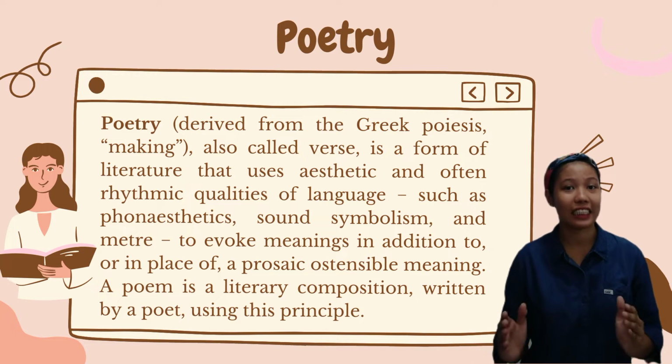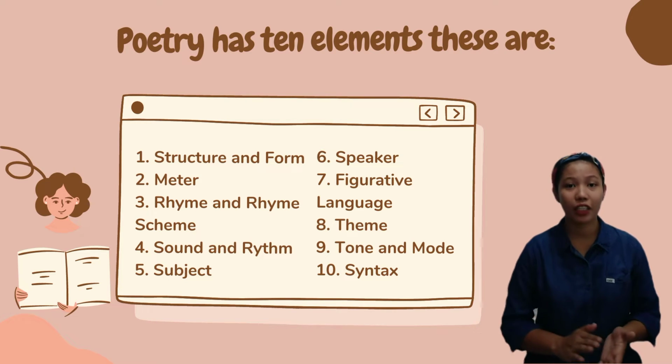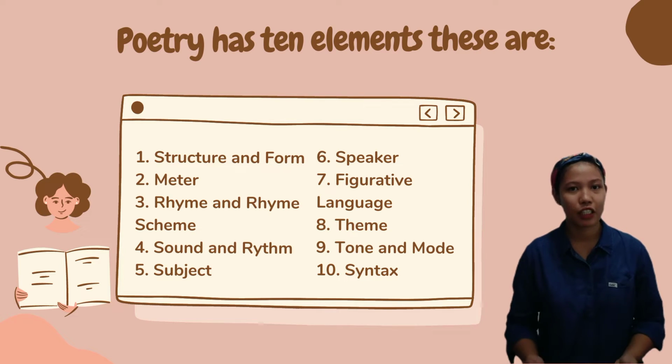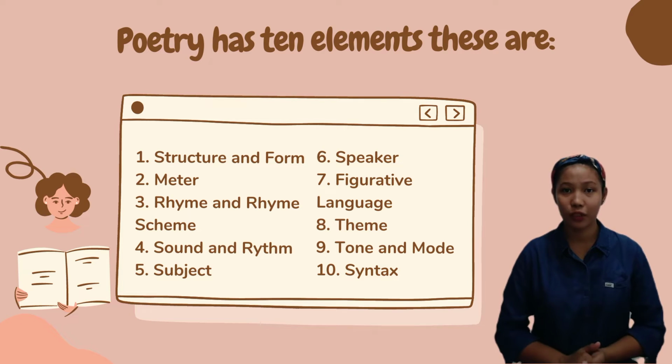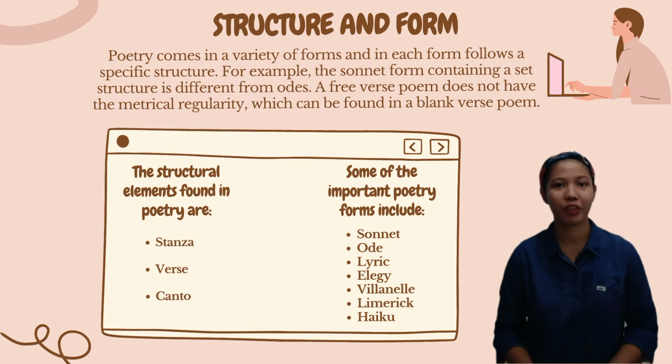And poetry has 10 elements. These are structure and form, meter, rhyme and rhyme scheme, sound and rhythm, subject, speaker, figurative language, theme, tone and mood, and syntax. So, what is structure and form?